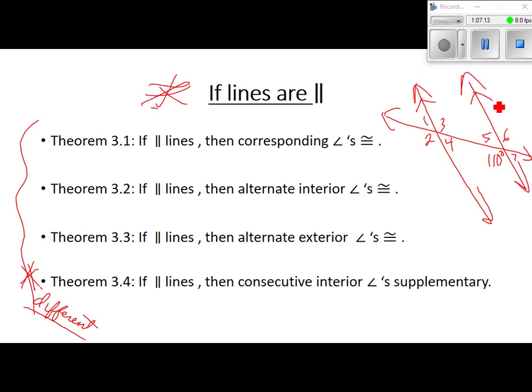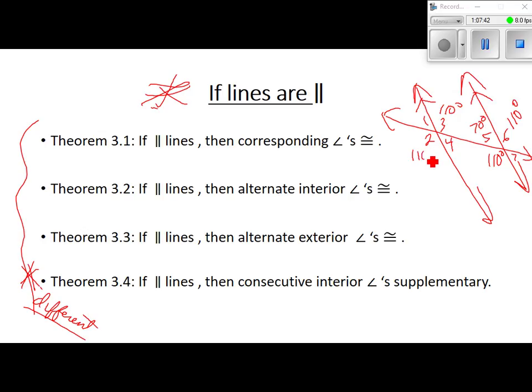Angle 6, what is it? 110. Give me another one. Angle 3. What do you know about angle 3? Same thing, 110. Those were alternate interior angles, right? So they had to be congruent. Give me another one. Angle 5, what's it? 70. Those had to be supplementary. Had to add up to 180, so those two. Give me another one. Angle 2.